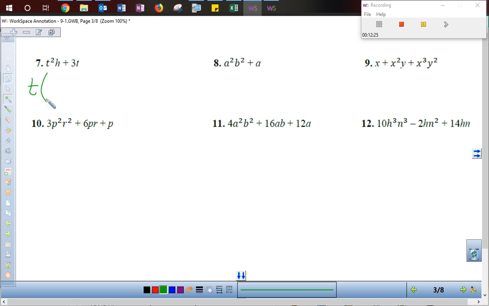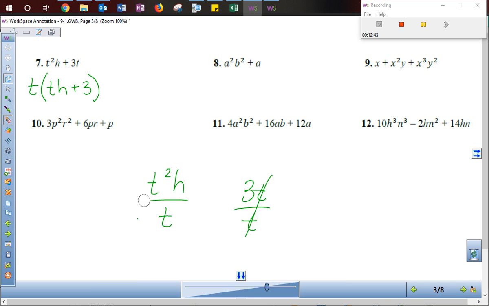Now let's see what I have left. If I take t squared times h, and I divide that by t, I subtract those exponents, and I'm only left with t to the first, and my h can still come along for the ride. Now my second term, 3t divided by t, those t's cancel out and leave me with a 3.